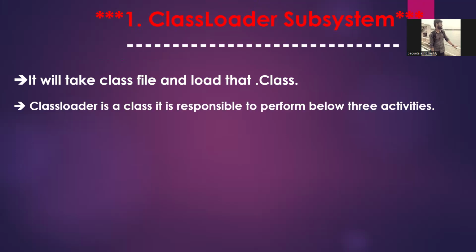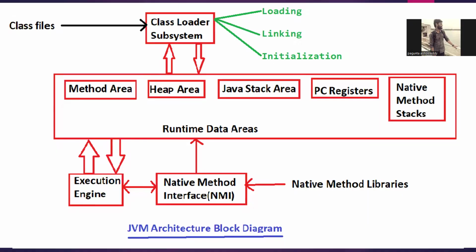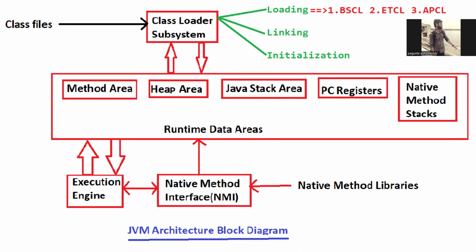Class loader is a class. It is responsible to perform three activities. What are the three activities? Loading, linking, and initialization. Whenever a .class file is loaded into the class loader subsystem, this class loader subsystem has three activities: loading, linking, and initialization.